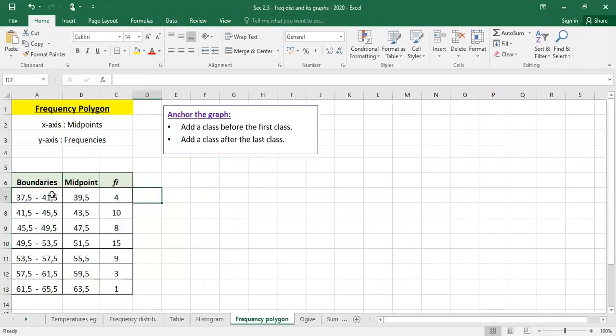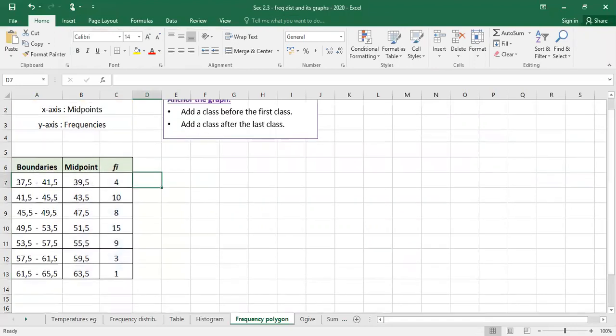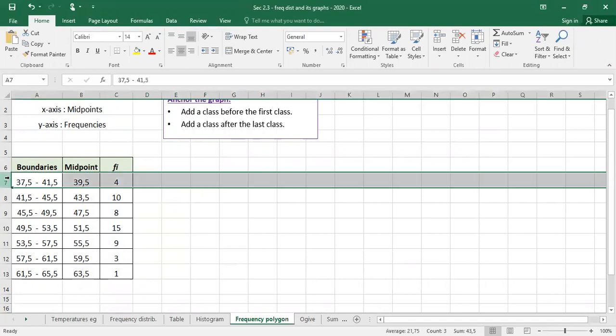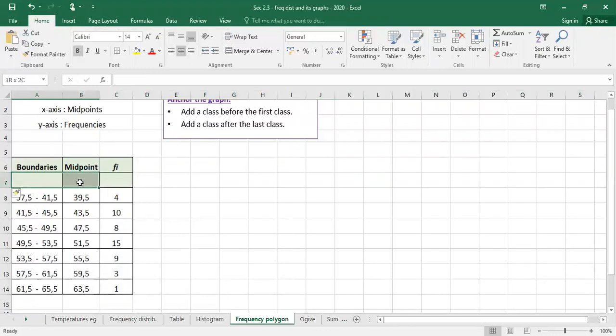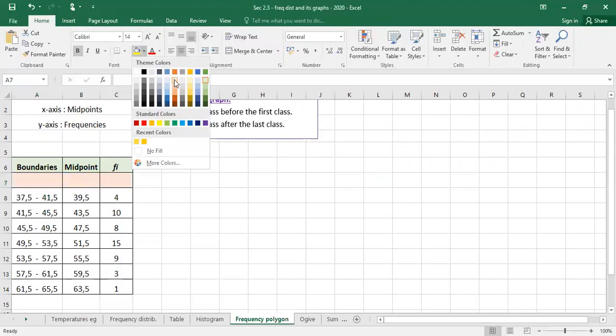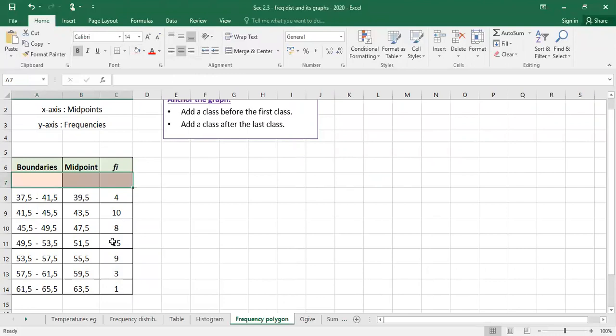So we know these are the only classes that we have. I'm going to scroll down a touch. Now let's suppose we had a class before our first class. So let me insert a line here. Let's make this pink just so we can see it. And let's suppose we also insert a class at the end. I'm going to make that pink too, and give it some borders.